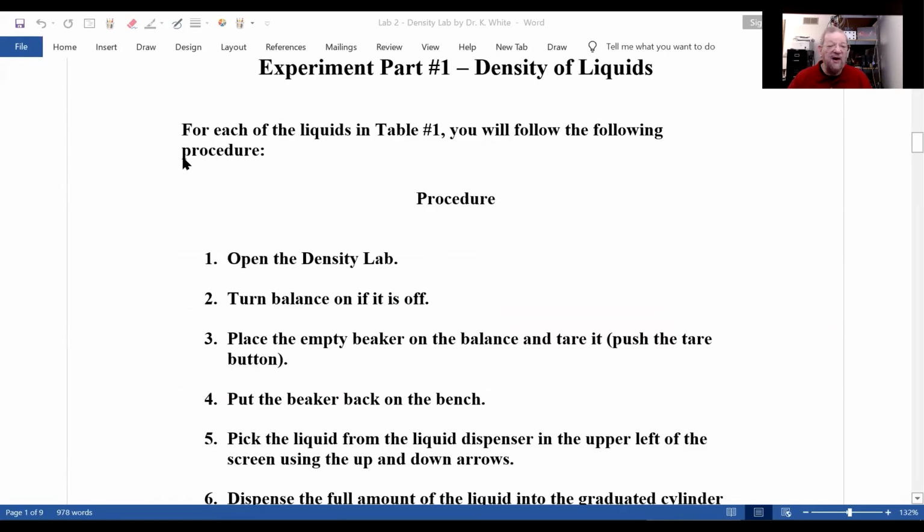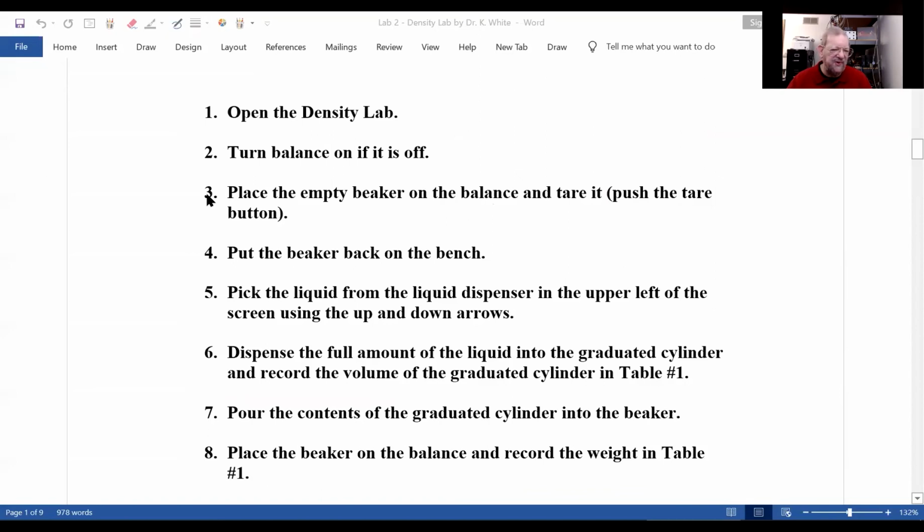All right, so in part 1, you're going to be working with some liquids. And for each liquid, you'll do the following. Now, I'm going to go through this real quick. You'll open the density lab, and I'm going to show you that in a minute. Turn the balance on if it's off. Place the empty beaker on the balance and push the tare button. Tare is the chemist's way of saying 0 balance. Then it turns out you don't even have to put it back on the bench. I was wrong here, but you can.